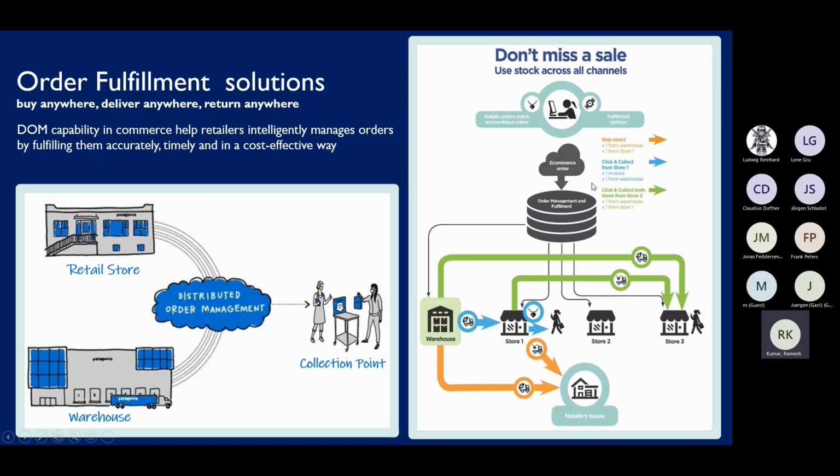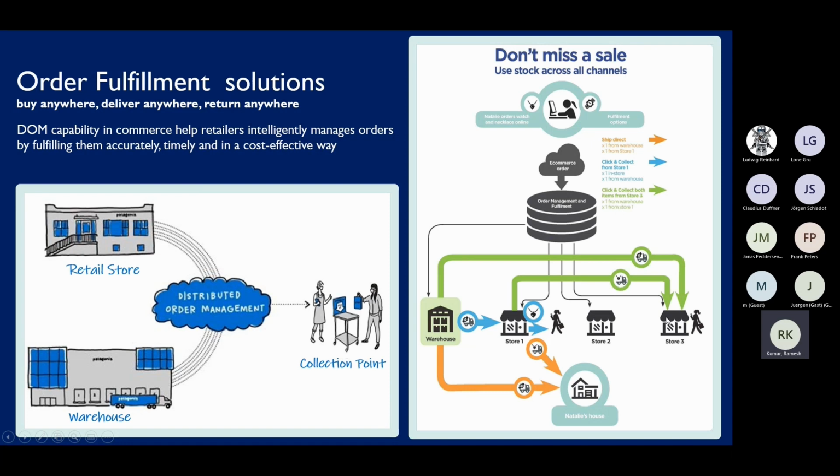Second option, the customer will choose click and collection, which is from store one. In this case, the DOM or IOM setup will automatically take this inventory order, and it will be transferred from the warehouse to store one. And once it is packed, the customer will get notified, and they will come and collect it.